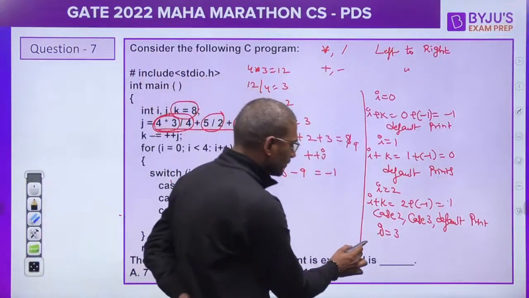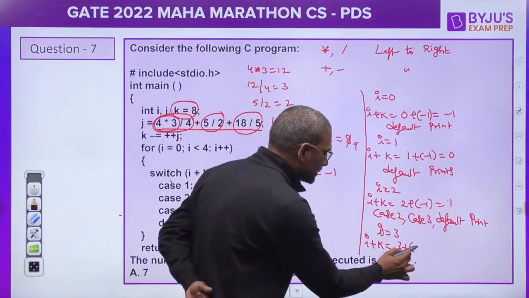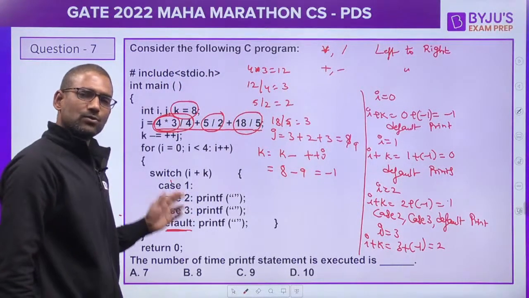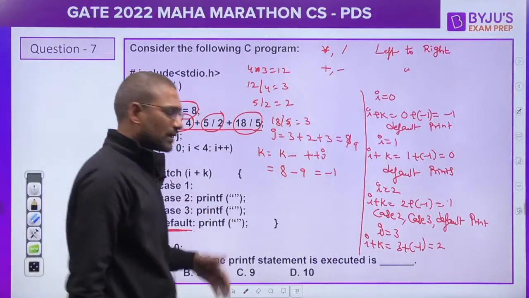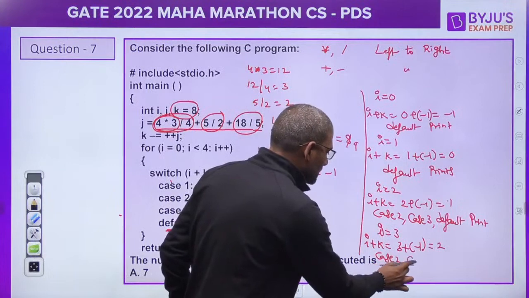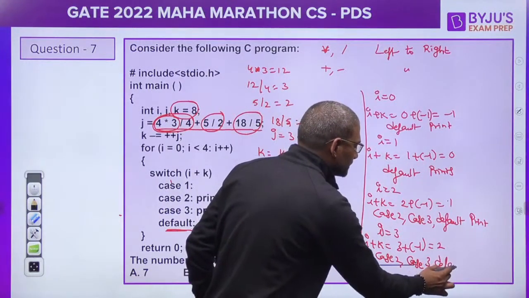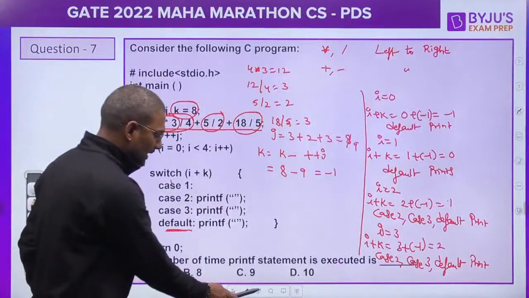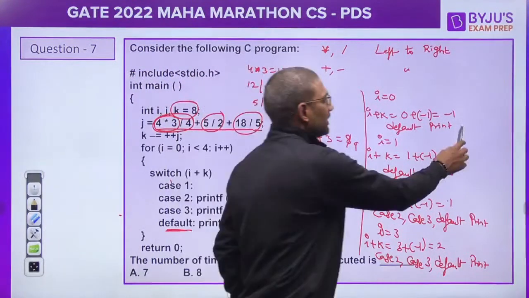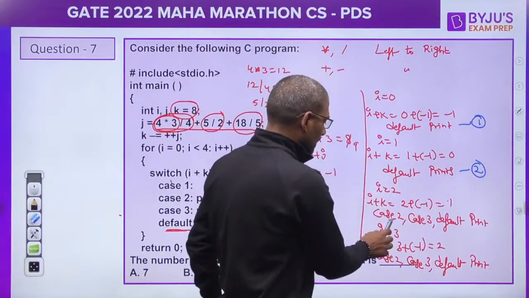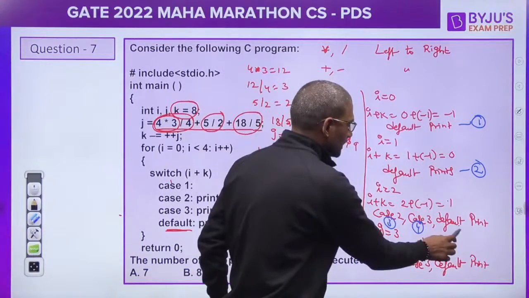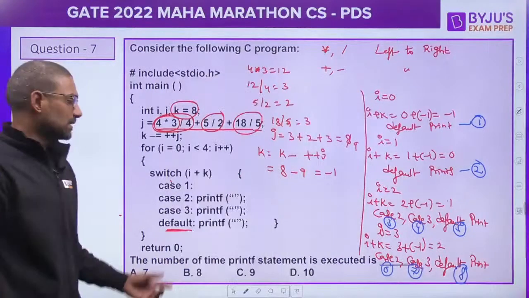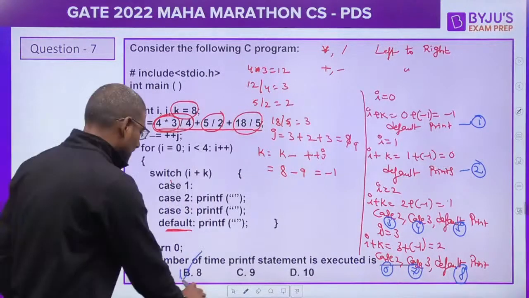Now I is equal to 3, so I plus k is equal to 3 plus minus 1, that is 2. Do we have case 2? Yes, but there is no break after that. So case 2, case 3, default, print. Now the question is, how many times does the printf statement execute? Let us count. Here one time, this is the second time, third time, fourth, fifth, sixth, 7 and 8. So how many times is the printf statement executed? 8 times. The right answer is option B.